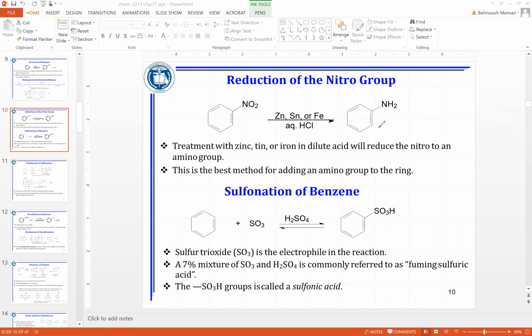So the next reaction is sulfonation. What is happening in sulfonation? There is a hydrogen on every carbon here. You remove a hydrogen and you add SO3H, which is called the sulfonic acid group, a substitution. This reaction is a reversible reaction. What does that mean? Because sulfonic acid can be added to the benzene ring, it can also be removed.